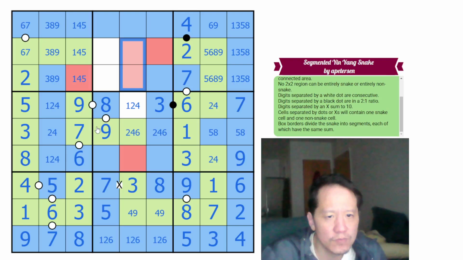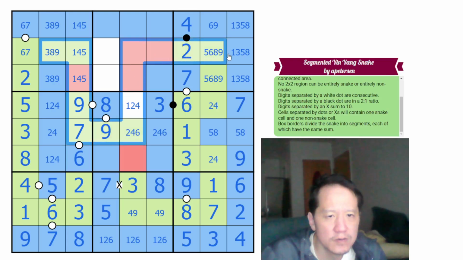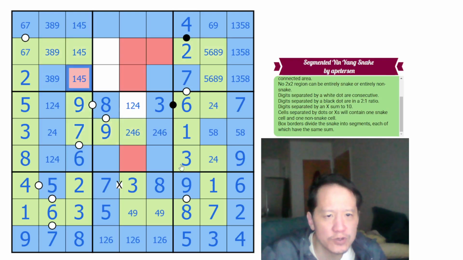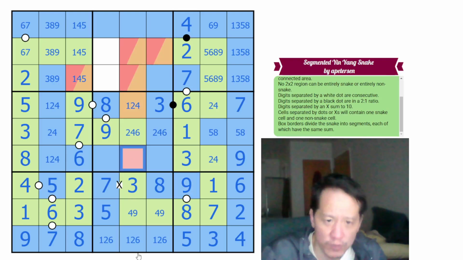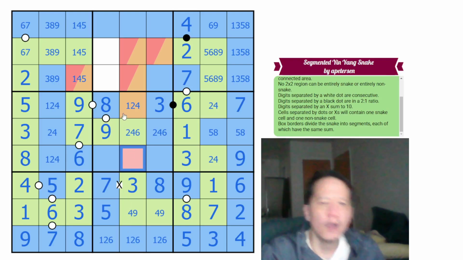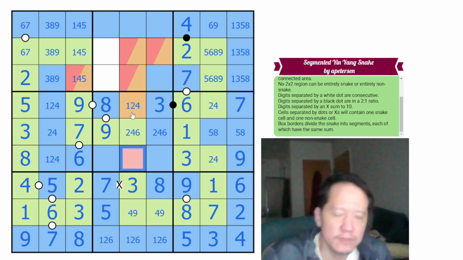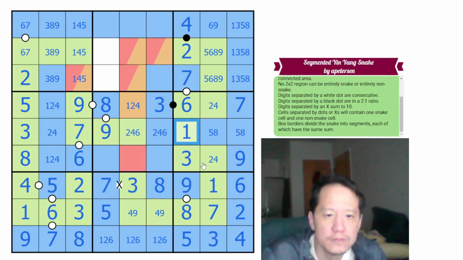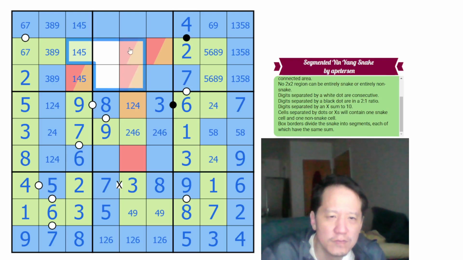Or I guess it could go something like this. Yeah, this is possible too. So it could go something like this to here, and then this is where it stops. Or it could go something like this. It can't go here. But it could go something like this, maybe. Connects to here to connect to here.